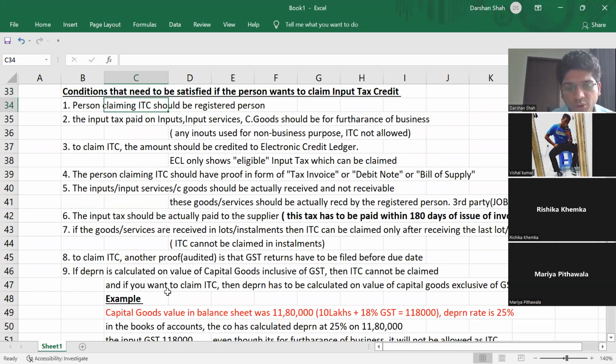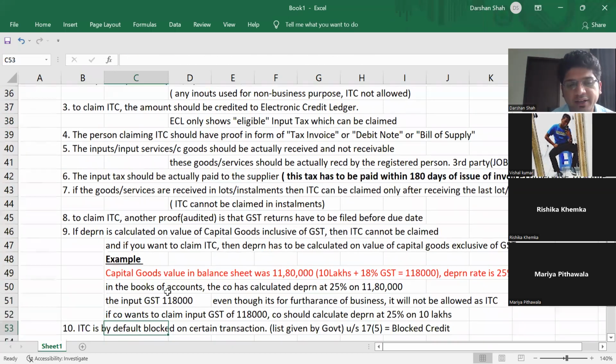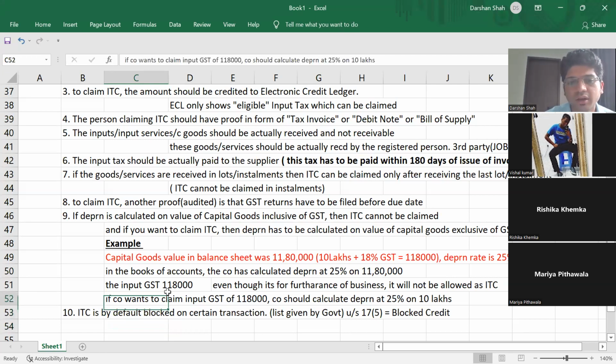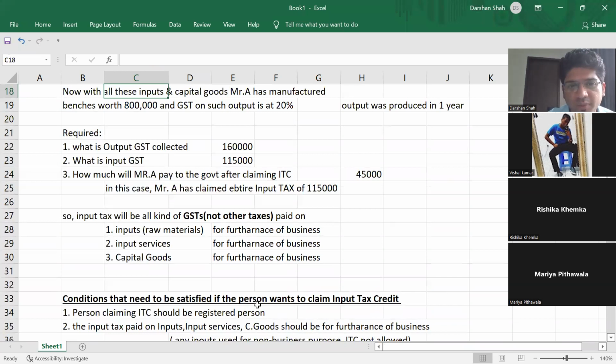So what you guys have to do, you have to see whether all 10 conditions are satisfied. Take one single transaction and see if all 10 conditions are satisfied or not. If one of the conditions is not satisfied, that is not eligible for ITC. That input tax is not eligible, and remove it from this 1,15,000 then.